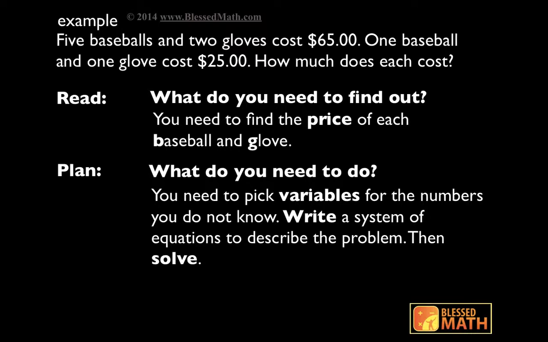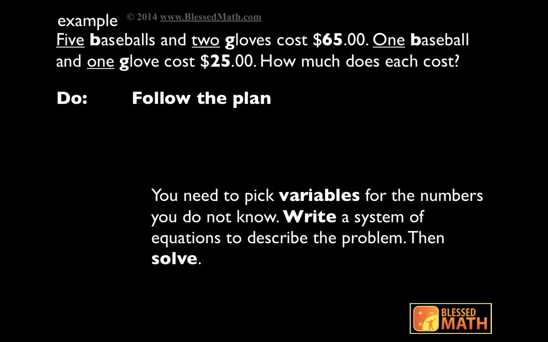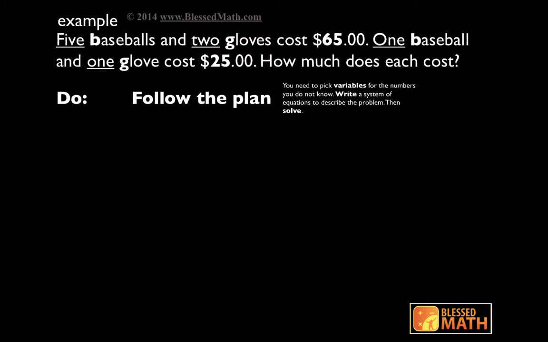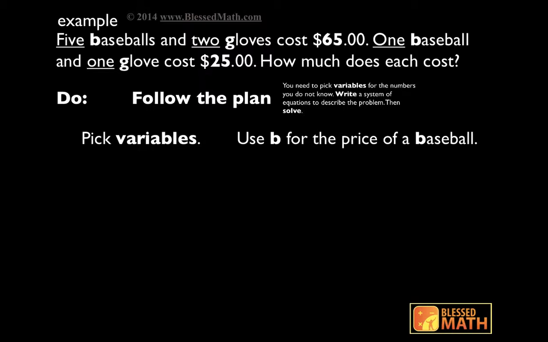So step 1, pick variables. Step 2, write a system of equations. And step 3, we will solve it. So let's go ahead and follow that plan. This is the do. We need to execute our plan. So let's pick variables. We need a variable for baseball, and we need a variable for gloves. So how about we use B for baseball, and we use G for the price of a glove.